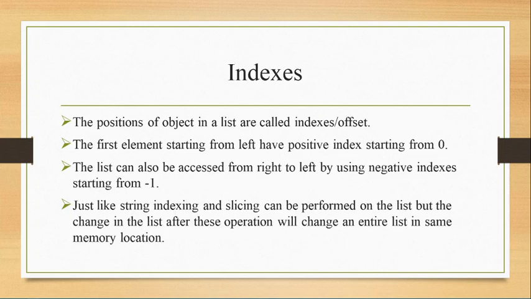The position of objects in a list is called an index. The first element starting from the left has a positive index starting from 0. The list can also be accessed from right to left by using negative indexes starting from -1. Just like a string, indexing and slicing can be performed on a list, but a change in the list after these operations will change the entire list in the same memory location.